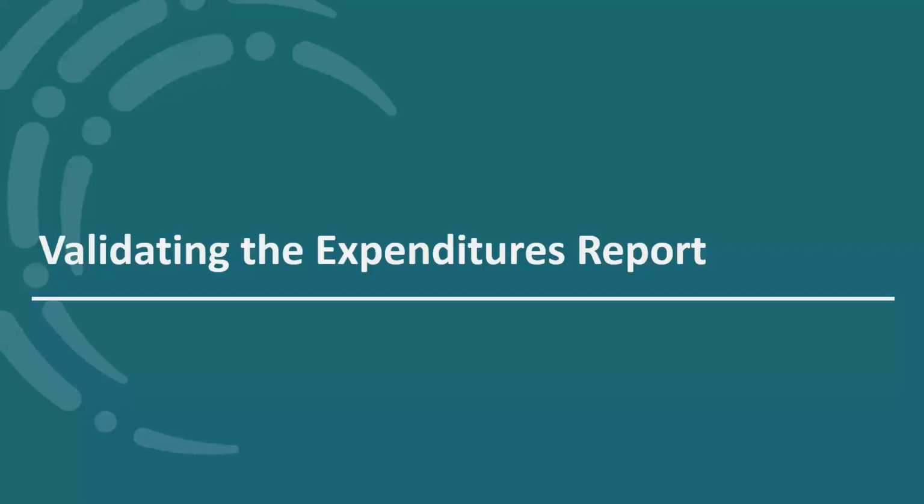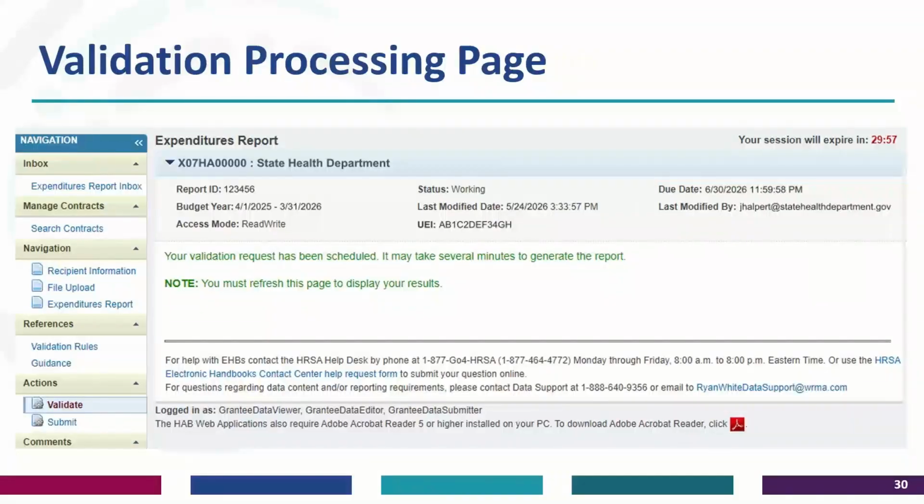So now that we have gone over completing the expenditures report, let's review validating and submitting the report. The following steps apply to both Part B and Part B Supplemental Expenditures reports. So once you have completed the expenditures report, you can move forward with validating your report by clicking on Validate in the left navigation panel. The system will let you know that it is processing your validation request, and it may take a few minutes to complete. You can refresh the page to see your results by clicking on Validate again using the navigation panel or refreshing your browser.